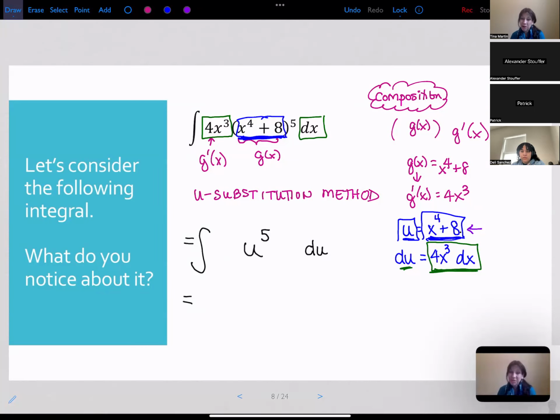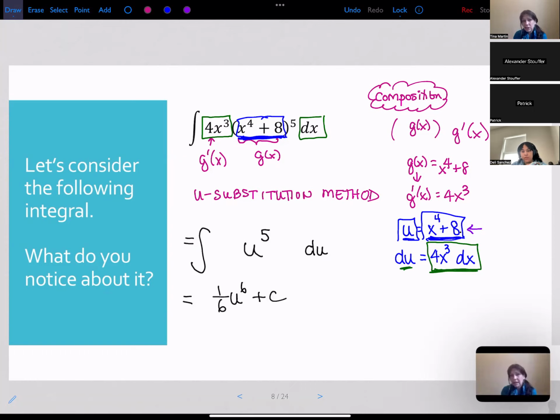Deli, do you want to finish this problem for me? What's the antiderivative of u to the fifth? It's what? Oh yeah, what do we do? Is it u to the sixth? 1/6 u to the sixth? Absolutely, it is 1/6 u to the sixth, 1000%.